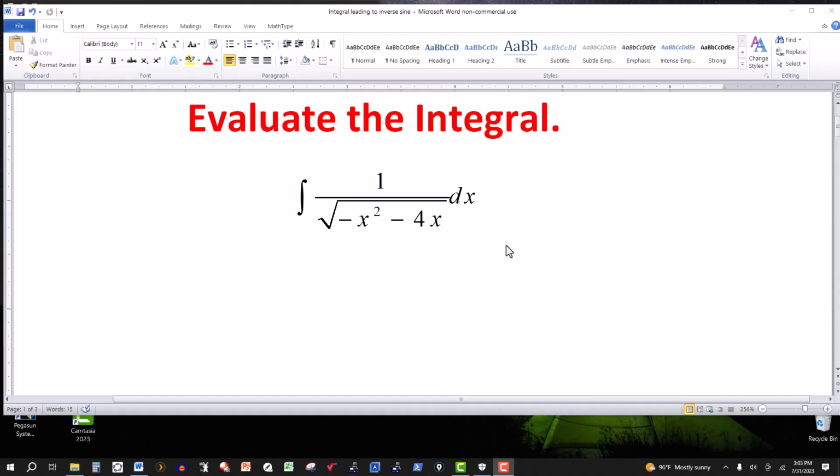In this video, we want to evaluate this particular integral here involving a radical. If you want to pause the video and try it, go ahead. I'll be right back.